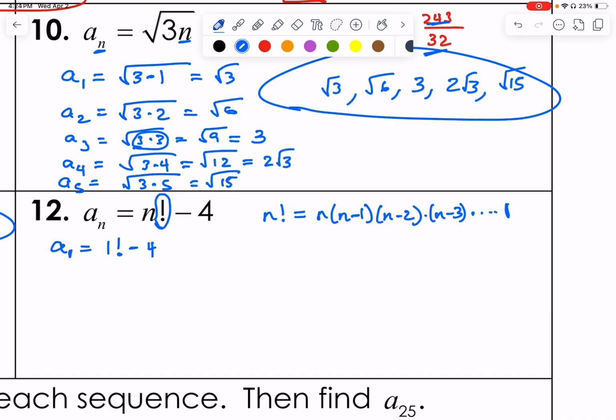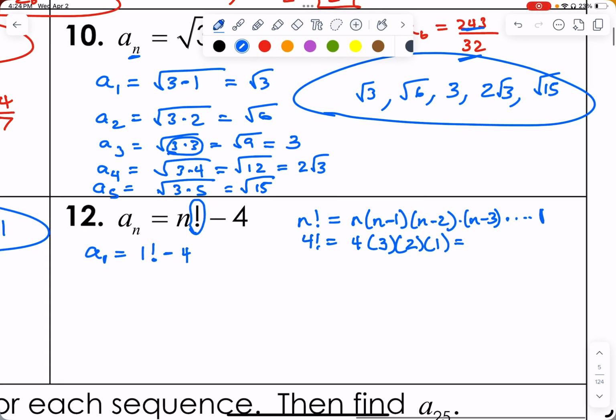until you get down to 1. So for example, 4 factorial, you start with 4, and then you go 3, because 4 minus 1 would be 3, then 4 minus 2 would be 2, and then 4 minus 3 would be 1, so you go down to 1. So that would be 4 times 3 times 2 times 1, which would be 24. If you did 3 factorial, it would just be 3 times 2 times 1, which is 6. If you did 5 factorial, it'd be 5 times 4 times 3 times 2 times 1, which would be 20, 60, 120.